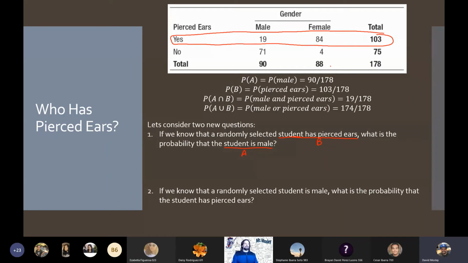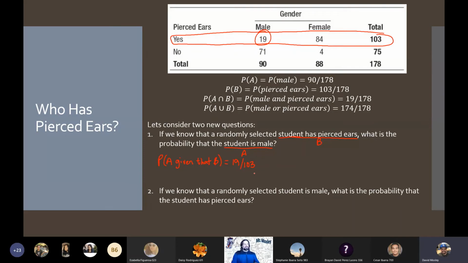And then we say, okay, of these students, what's the probability that that student is a male? Well, there's only 19 male students with pierced ears. Right? So the probability of A given that B is equal to 19 out of 103.